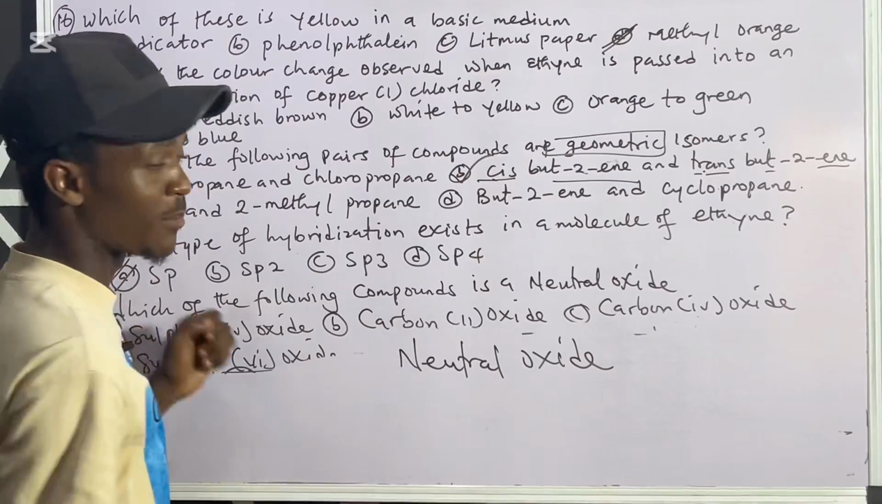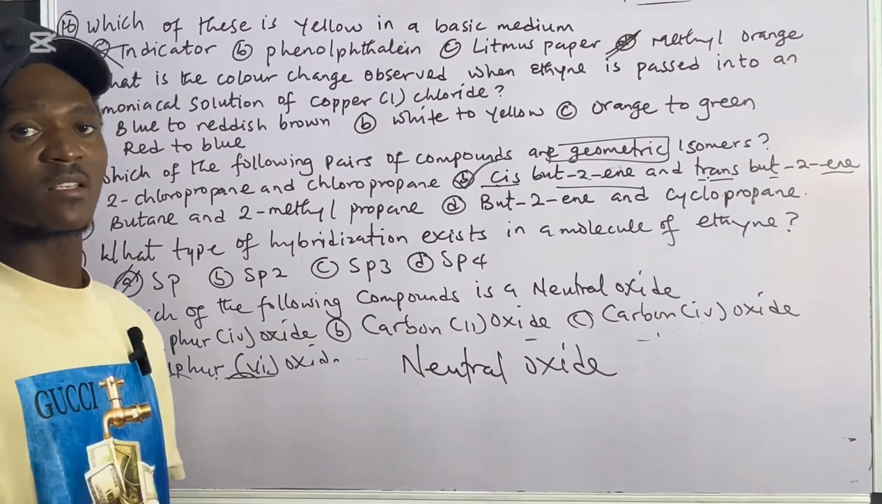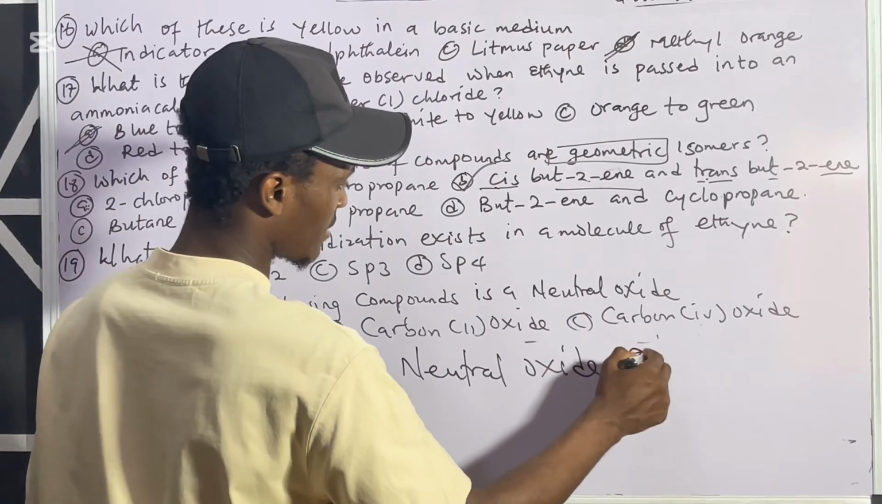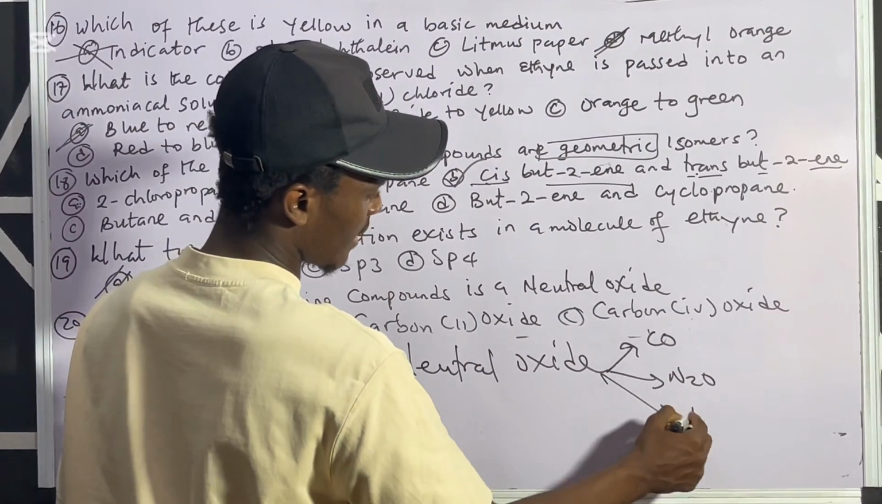Acidic nor basic properties. They don't have any of these properties, hence they are neutral. And what are classical examples of neutral oxides? We have CO, we have N2O, we also have water, H2O.